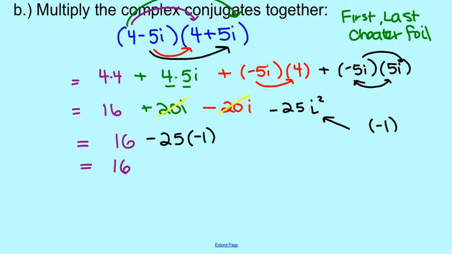So you have the 16, and then negative 25 times negative 1 is a positive 25. Now we just add those two terms together. 16 plus 25 is 41. So when you multiply those two complex conjugates together, you get a nice real number of 41.